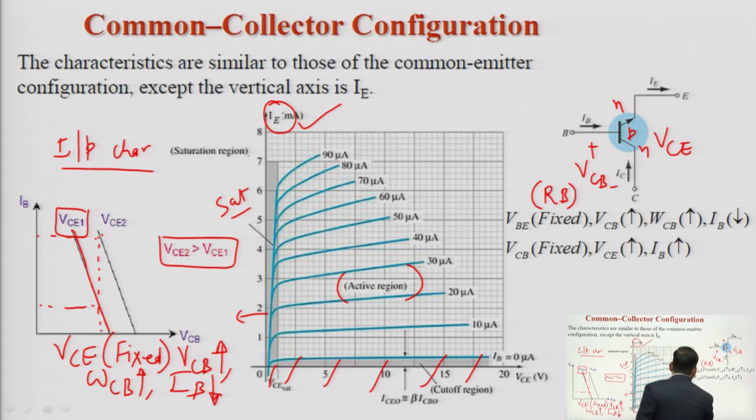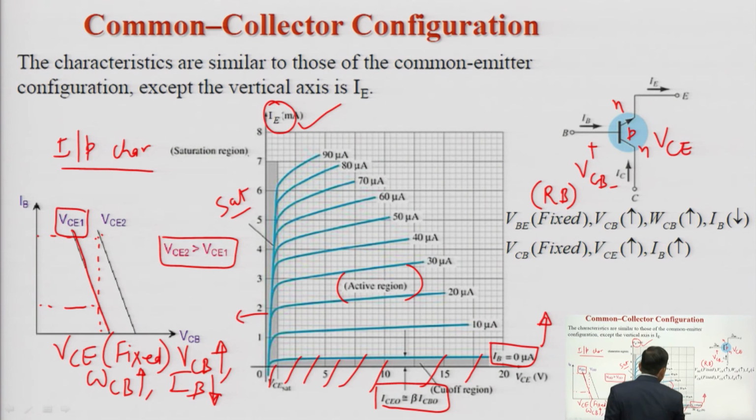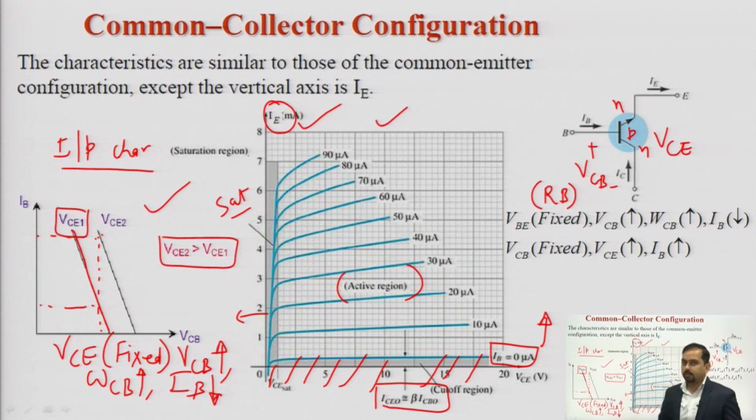So, as IB increases, we can say that the IE also increases, and this region is basically the cutoff region where ICEO is nearly equal to beta times ICBO, collector to base, when the emitter is open circuited. This input characteristic is quite different from the other two configurations, the common emitter and the common base configuration, but you can see that the output characteristics are quite similar.